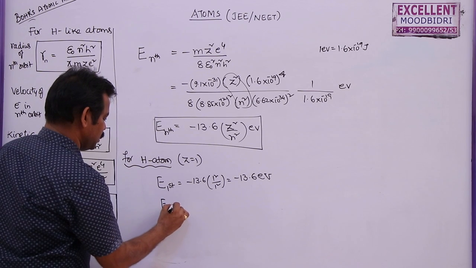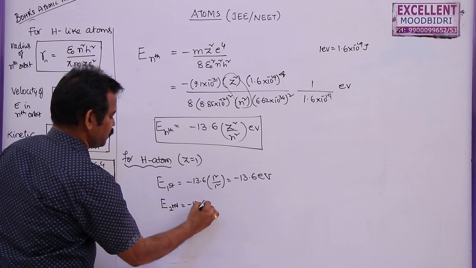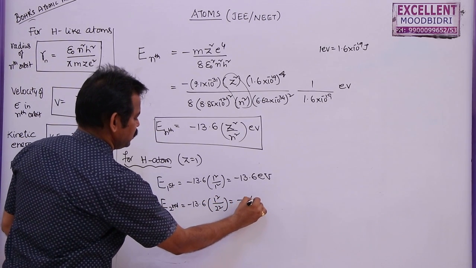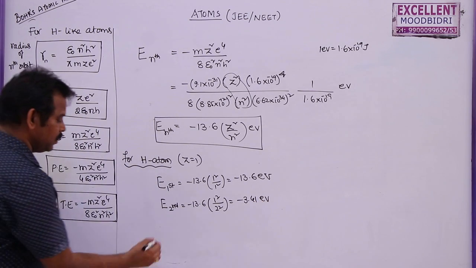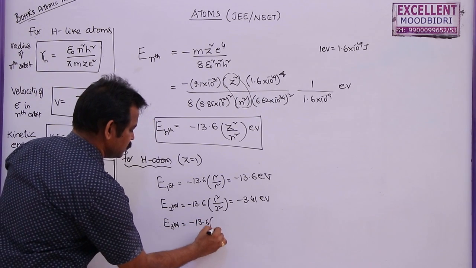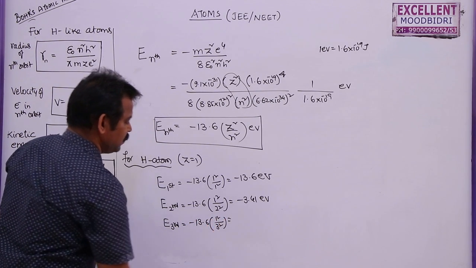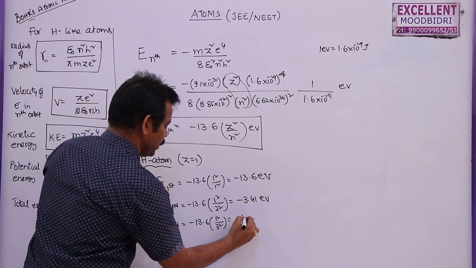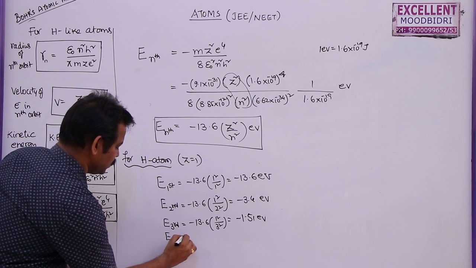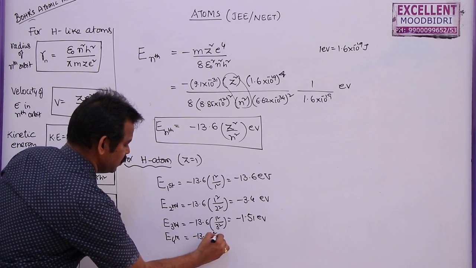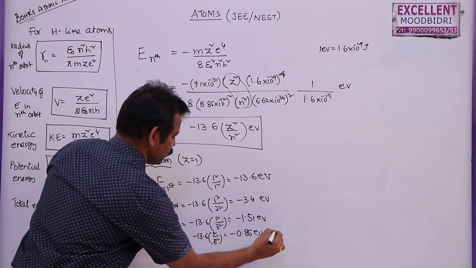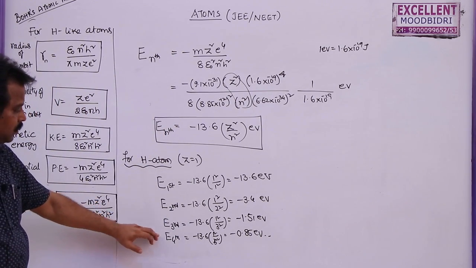What is the energy of electron in the second orbit? Minus 13.6 into Z is equal to 1 square by 2 square. This will become minus 3.4 electron volts. Now, energy of electron in the third orbit is given by minus 13.6 into 1 square by 3 square, 9, minus 13.6 by 9. This will be minus 1.51 electron volts. Now, energy of electron in the fourth orbit is given by minus 13.6 by 1 square by 4 square, 16, minus 0.85 electron volts, and so on. So, these are the energies of electron in the different orbits.